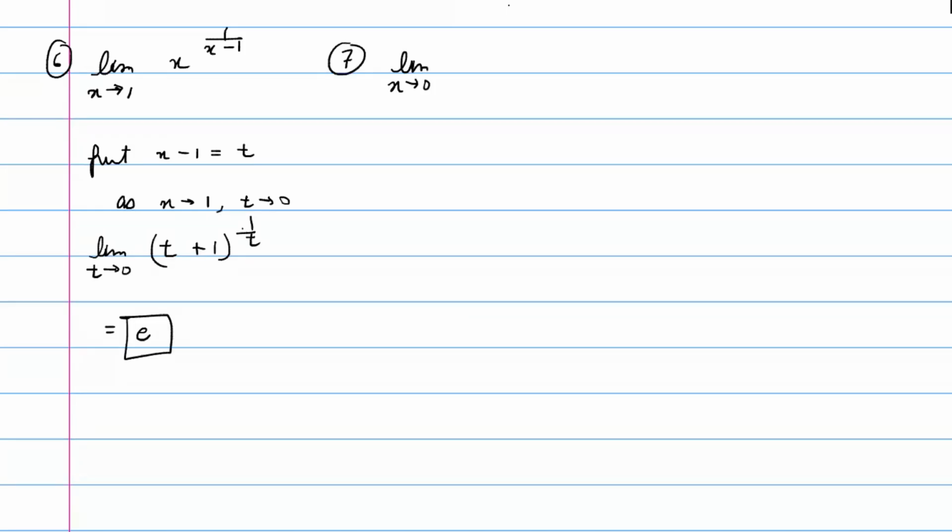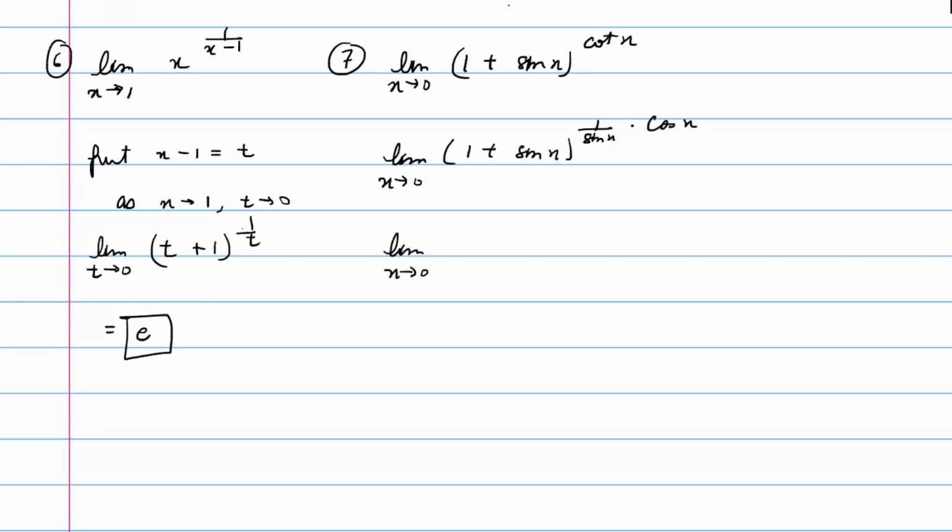Limit as x tends to 0 of (1 + sine x) raised to cot x. Now here we can see that we need a reciprocal of sine x, so I need 1 over sine x, and this is cos x. So for the limit, we can write it like this: (1 + sine x) raised to 1 upon sine x, into the limit as x tends to 0 of cos x.